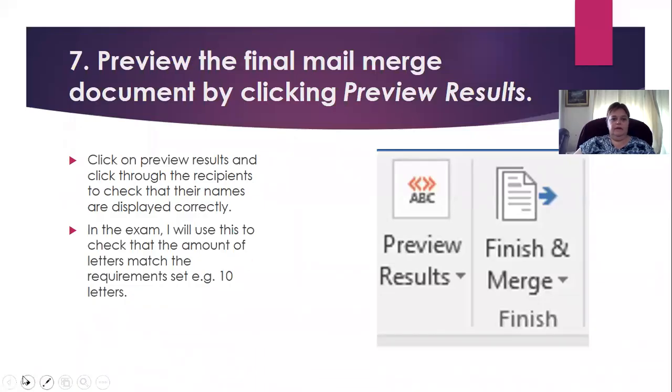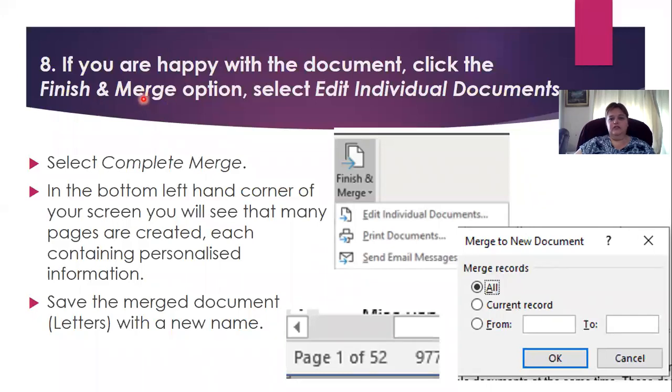The last step is to finish your mail merge. So select finish and merge. In the bottom left-hand corner of your screen, you will see how many pages are created. So I'm going to click on edit individual documents. Then I'm going to select all so that I can see all the documents. And then it is going to process and show me how many recipients there were from South Africa. And very importantly, the very last step is to save your merged document.